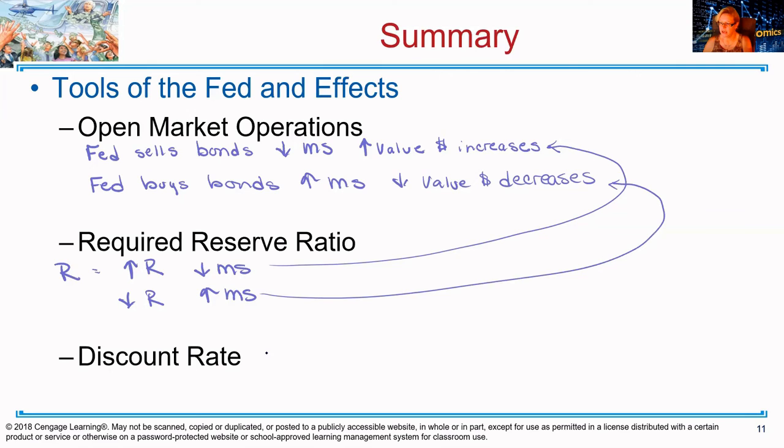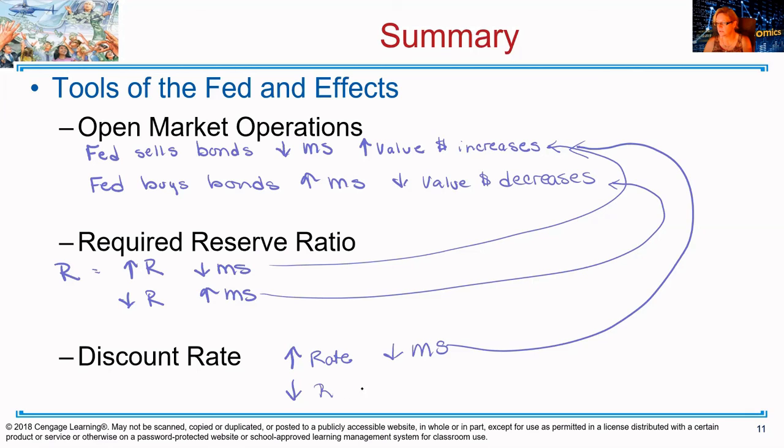The discount rate, again, we talked about how much we use these things, not quite so much, but the discount rate, if we increase the discount rate, then we're going to decrease the money supply. And again, we have the same thing happening up here, which increases the value of money. If we decrease the rate, we're going to increase the money supply. And when we increase the money supply, it decreases the value of a dollar.